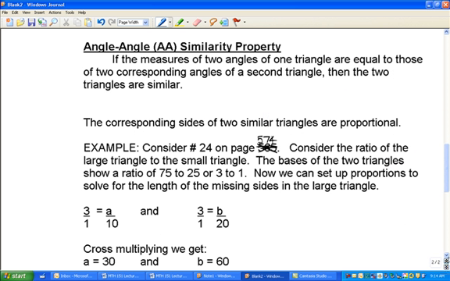Now, angle. If the measures of two angles of one triangle are equal to those of two corresponding angles of a second triangle, then the two triangles are similar. And that comes from the fact that the sum of the measures of the three angles is equal to 180 degrees. So if we have two the same, then the other angle would have to be the same in a similar triangle.